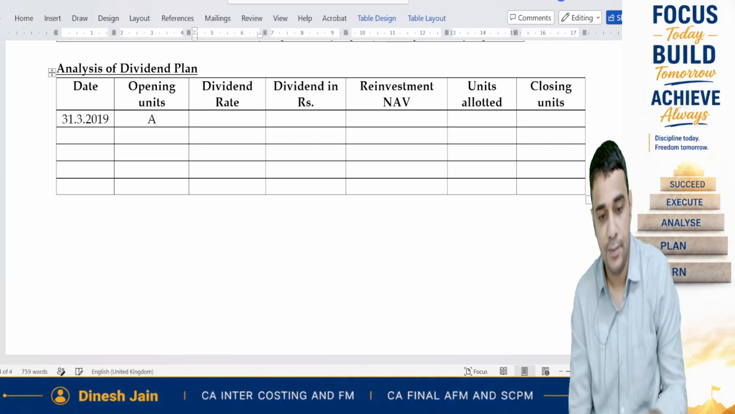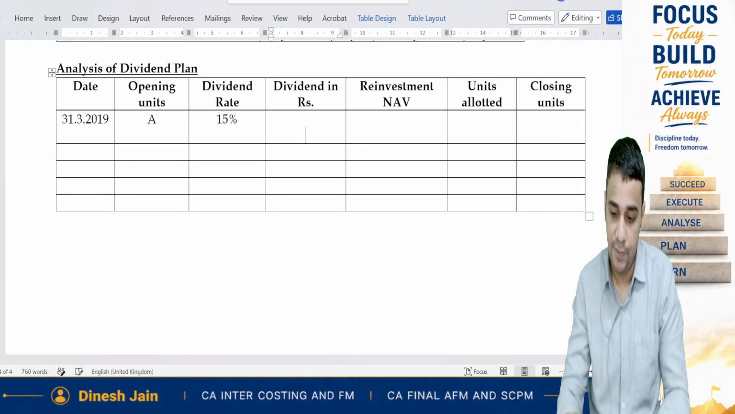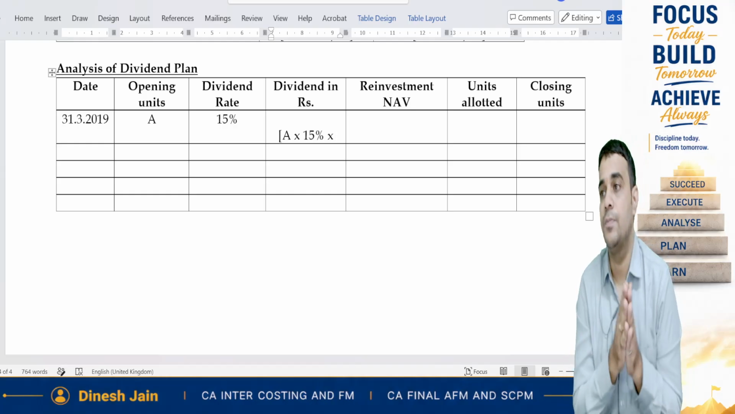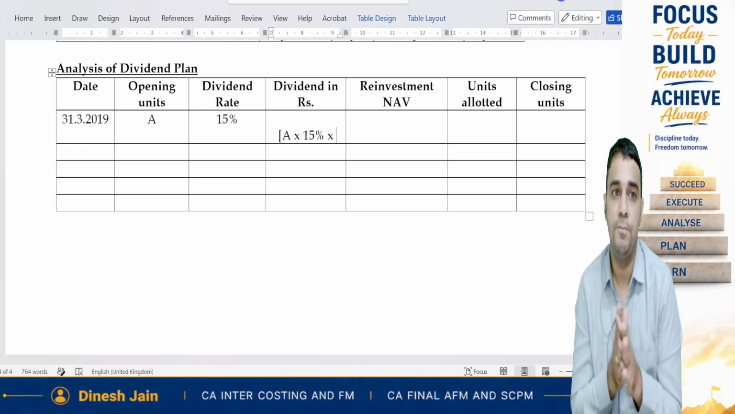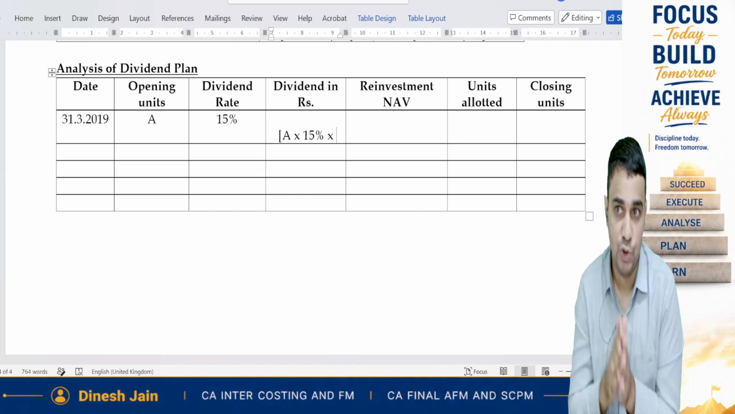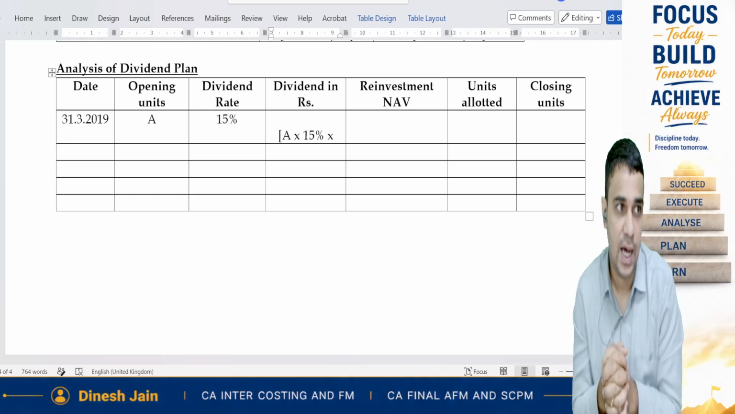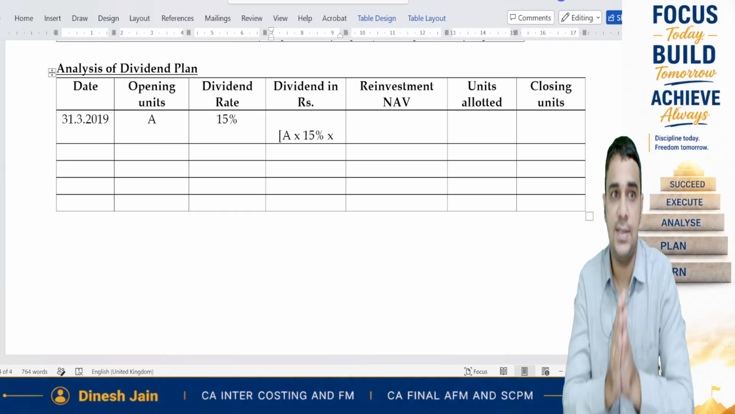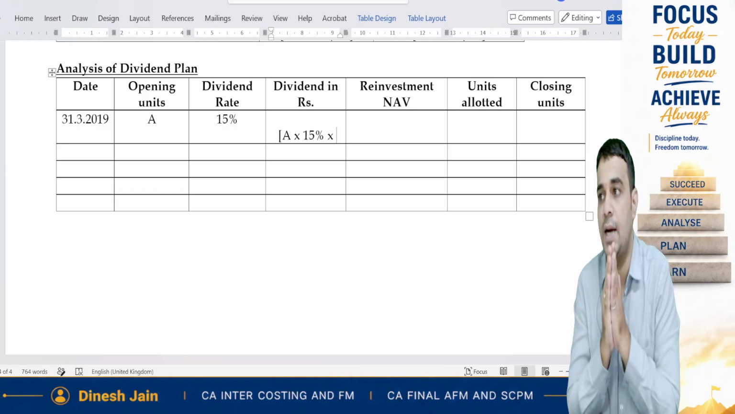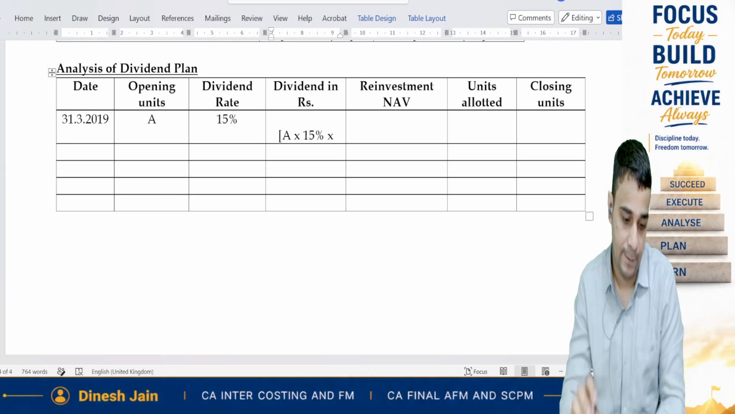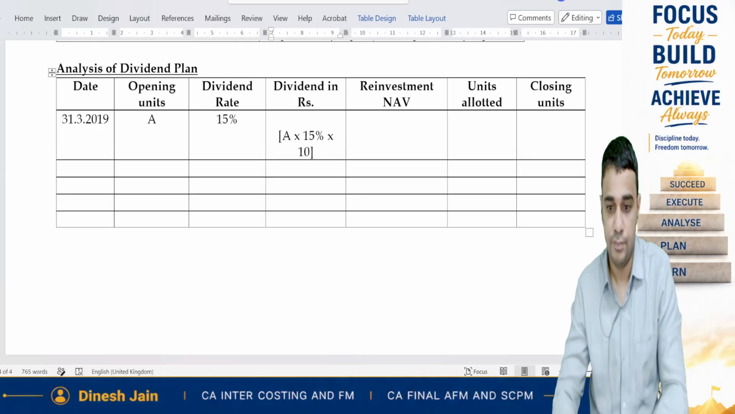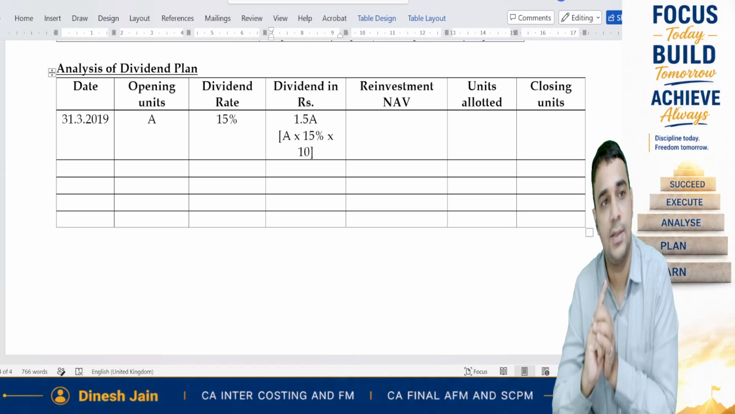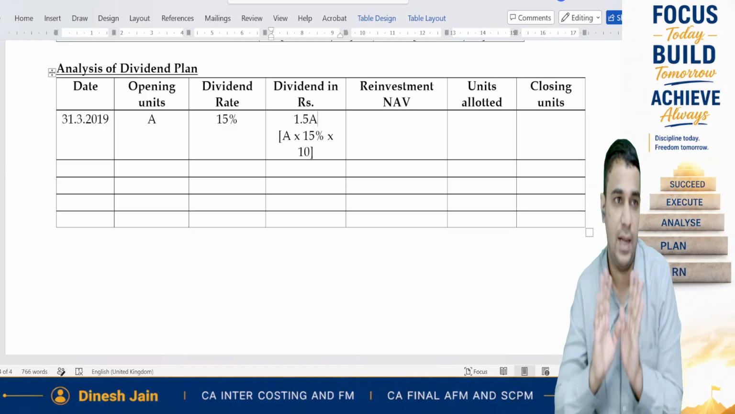What was the dividend rate on this day? 15%. Dividend in rupees is A into 15%. Is there a face value given in the question? Any face value you find, assume face value and proceed. 10 rupees. You change the assumption, the answer will change. Generally we assume 10, because a mutual fund starts with an NAV of 10. So the dividend is 1.5A. I've started with the last dividend, without altering the format.